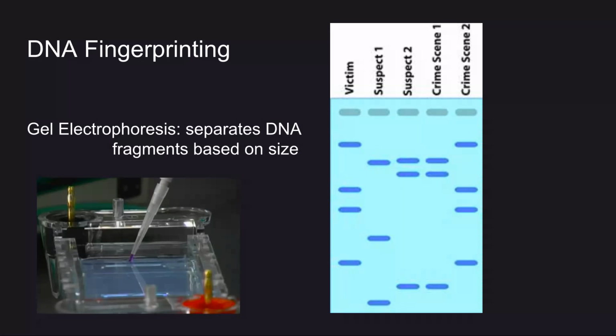So for this picture, we can see which suspect is matching up with DNA found at the crime scene. And it looks like suspect 2 matches the DNA sample found at crime scene 1, so suspect 2 is guilty.